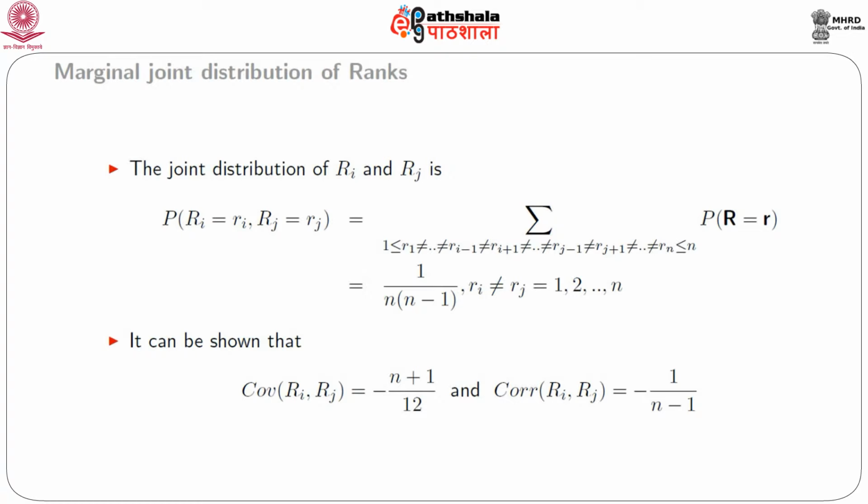The reason is that if we look at the sum of n ranks, we find that it is nothing but the sum of the first n natural numbers, which is n(n plus 1) by 2. So, there is a negative relationship between Ri and Rj if the other ranks are kept fixed. So, we find that the correlation coefficient comes out as negative.